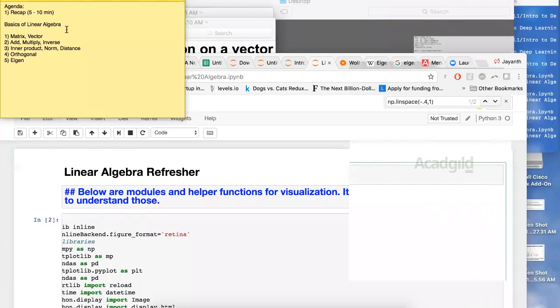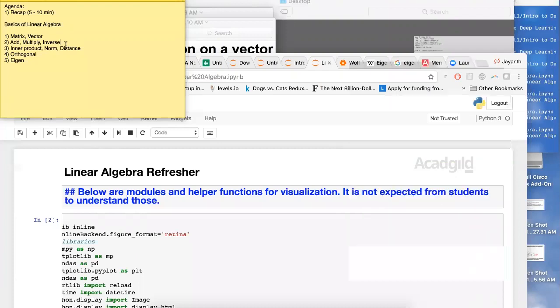So let's get on with the linear algebra. For the next duration of time, we'll be covering what is a matrix, what is a vector. Second point is how do we add, multiply, inverse. Again, like I said, for those of you who might have already seen this, please bear with us. What is inner product, norm, distance, what are orthogonal, and the most important for TensorFlow.